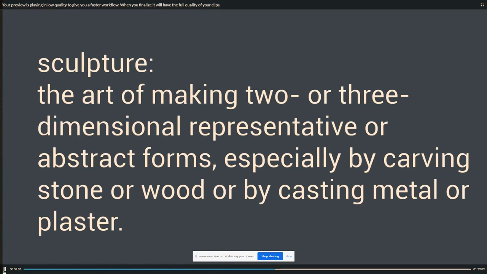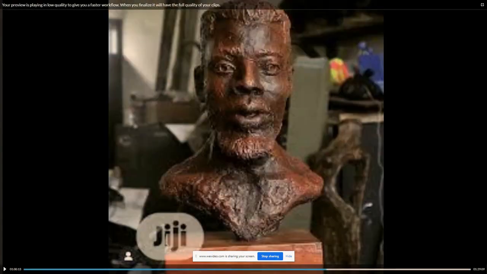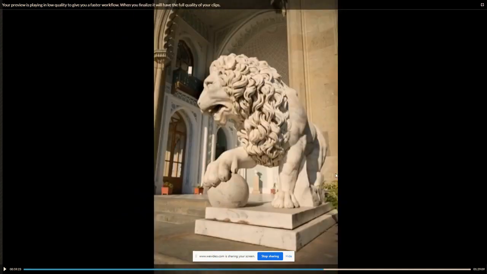So representative sculpture looks like this. This right here looks like a lion, and you can very definitely see it is a lion. It is a very large lion, probably outside of a pretty important building. It could be a museum or even a hotel. It may be something you might see on vacation, but you can definitely tell that it is a lion. And this looks like it's been sculpted out of rock, out of marble. So it's a very beautiful sculpture.